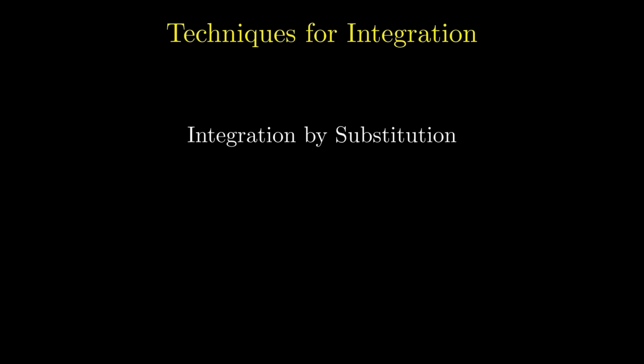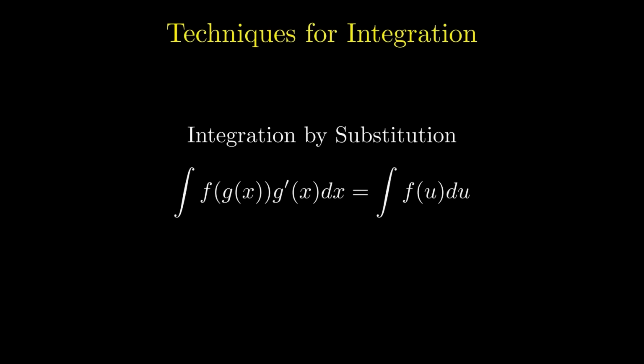Integration by substitution. Integration by substitution is a powerful technique that allows us to simplify complex integrals by substituting a new variable. It's like a change of variables that makes the integral easier to evaluate. As chain rule of derivatives is used to differentiate composite functions, integration by substitution is used to integrate composite functions. The formula for integration by substitution is integral f of g of x times g prime of x with respect to x equals integral f of u with respect to u. Here we substitute u equaling g of x.